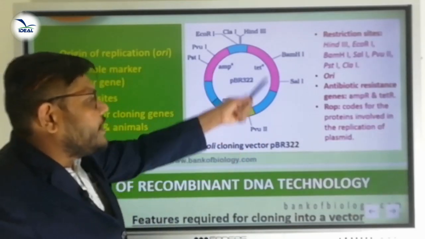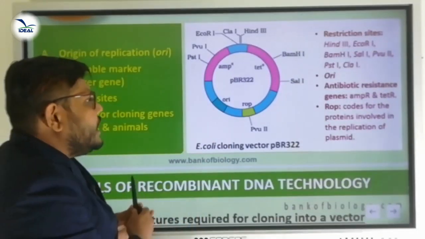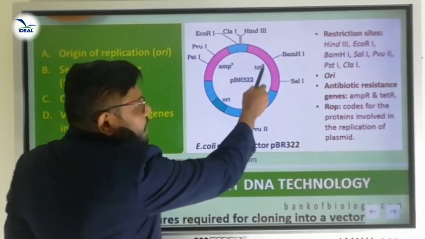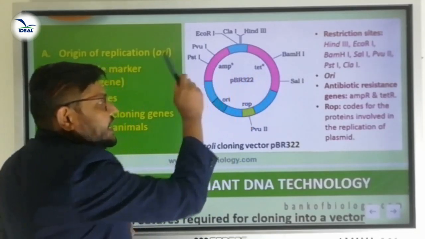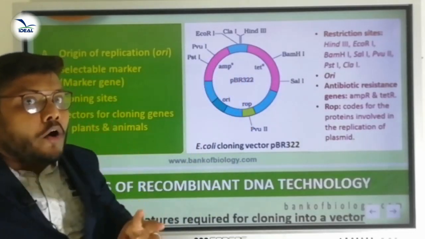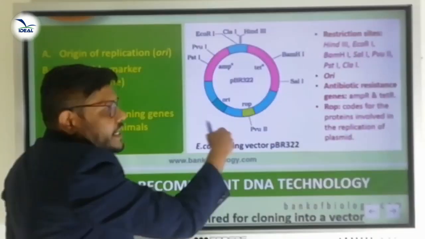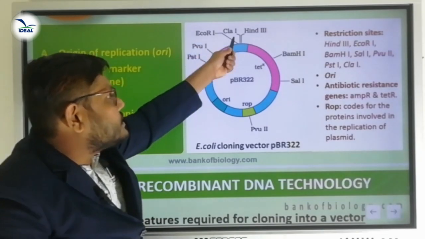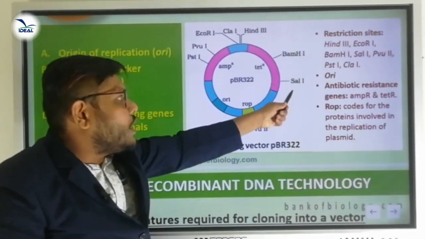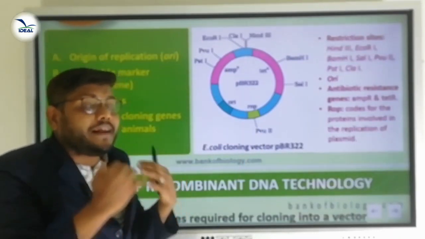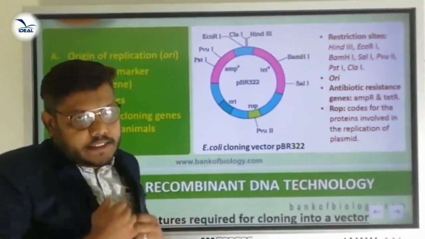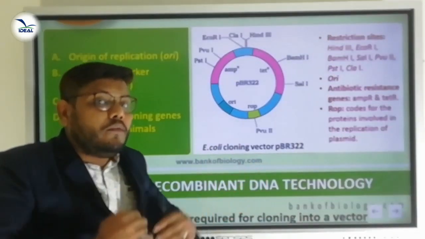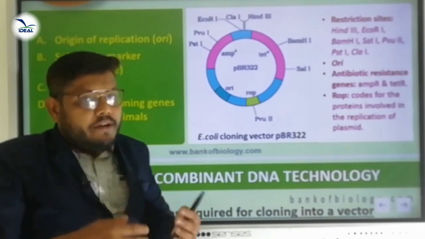Look, this is the pBR322 cloning vector. Here the origin of replication is there. Then there are two selectable markers, the tetracycline resistant gene and the ampicillin resistant gene. Then cloning sites, so different cloning sites are there. That is the recognition site: PstI, PvuI, EcoRI, ClaI, HindIII, BamHI, SalI, PvuII. All are recognition sites or cloning sites. So all three features are needed for a cloning vector. Is it clear? So one by one we can discuss.